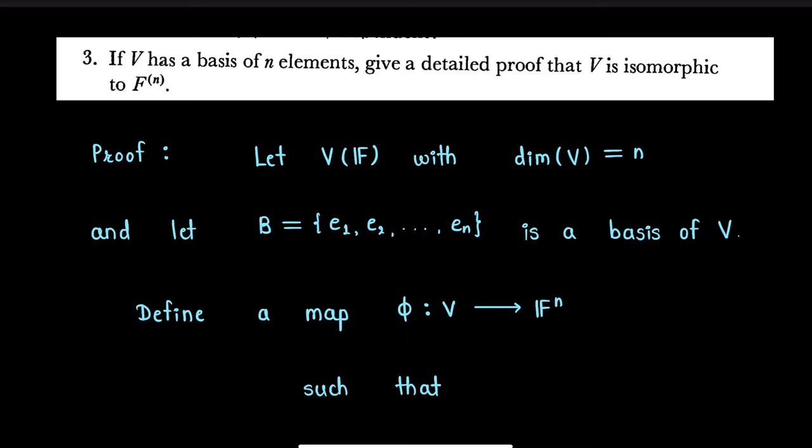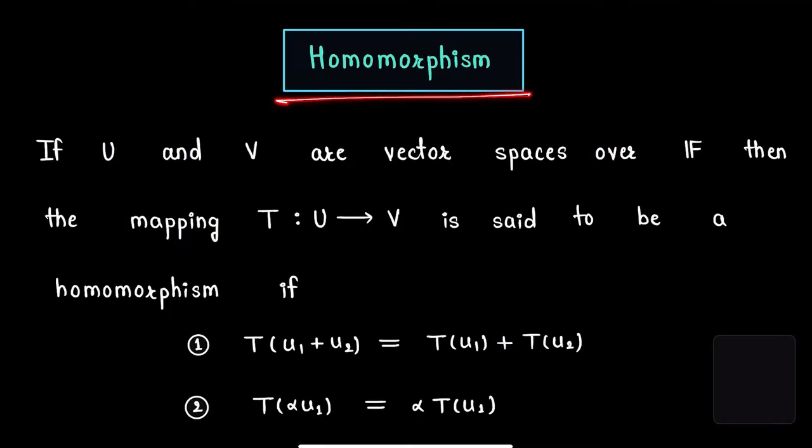In this video, I am going to solve an exercise question from the book Topics in Algebra, from the chapter Vector Spaces and Modules. The question is: if V has a basis of n elements, give a detailed proof that V is isomorphic to Fn. Before proving the given result, firstly we will recall the definition of a homomorphism in vector spaces.